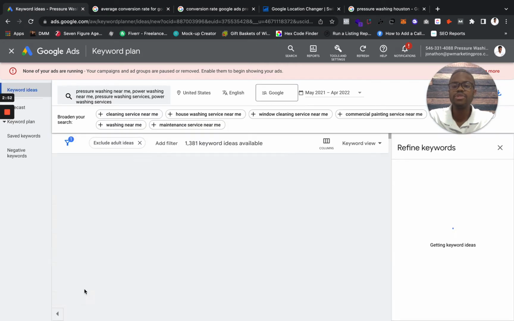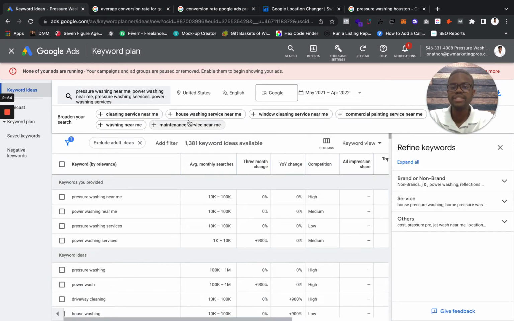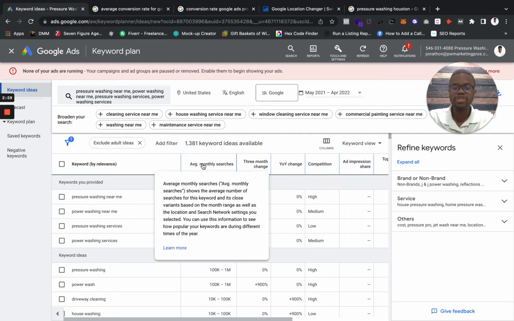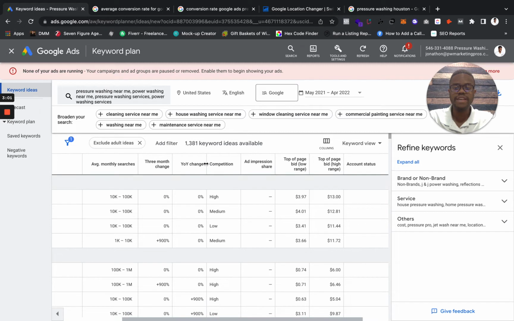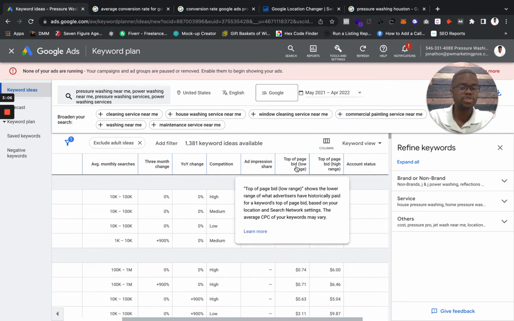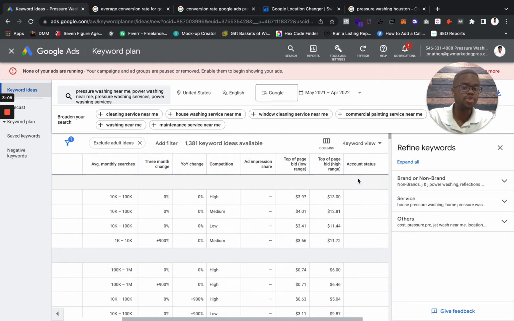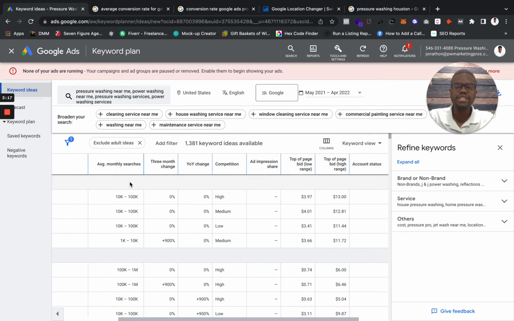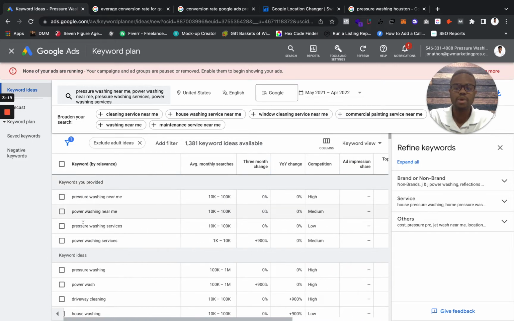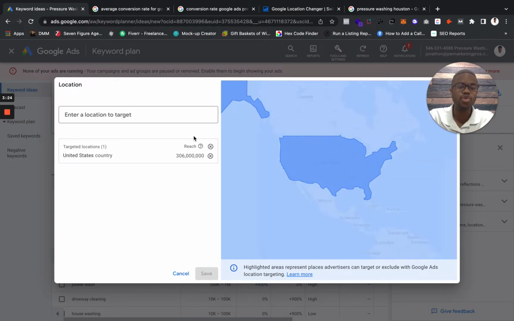So if I click Get Results, as you can see, this is giving me not only the keywords and the average monthly searches, but also the competition, like how high the competition is, and the bid range, right? Whenever you use Google, as you know, you pay per click, so you want to bid a certain amount for each keyword. Right now these are just basic keywords like pressure washing near me, power washing near me, pressure washing services, power washing services, and this is geared towards the whole United States.